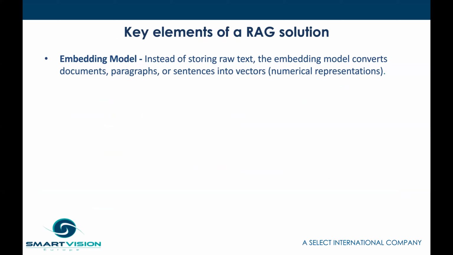One of the terms you'll see is the embedding model. Instead of storing raw text like you would in a database, an embedding model, which is a language model, converts raw text, documents, paragraphs and sentences into something called vectors. Vectors are basically numerical representations of that data. They're almost like a coordinate system. They look like a number of fields in the data set with numbers attached to them.